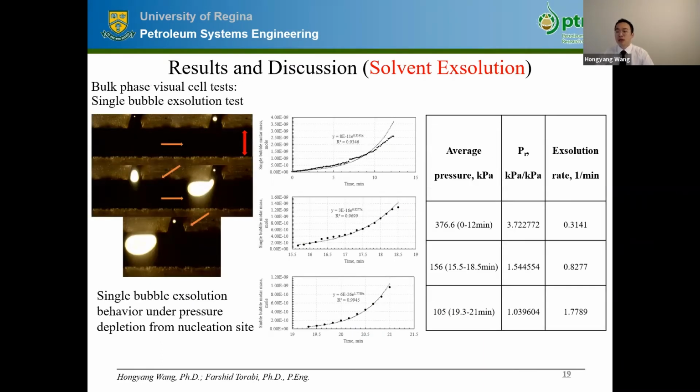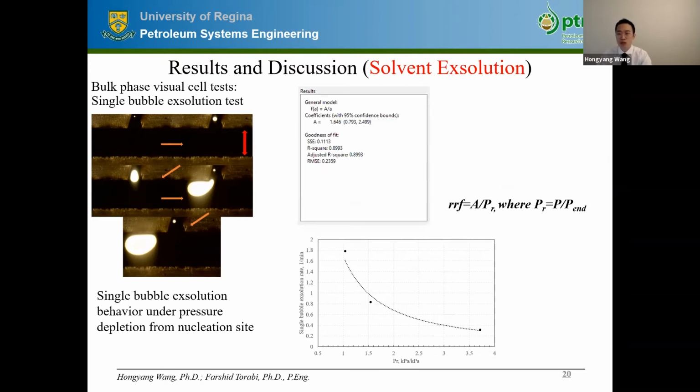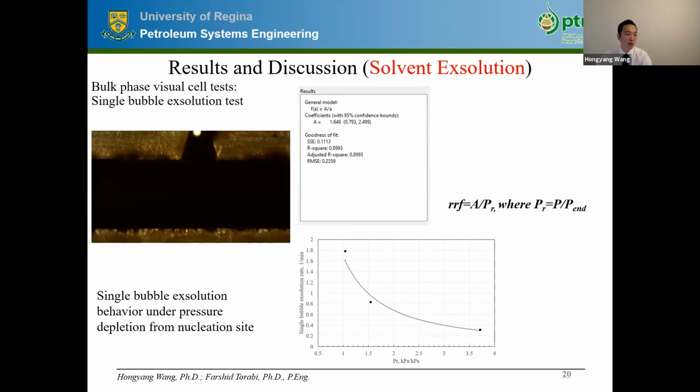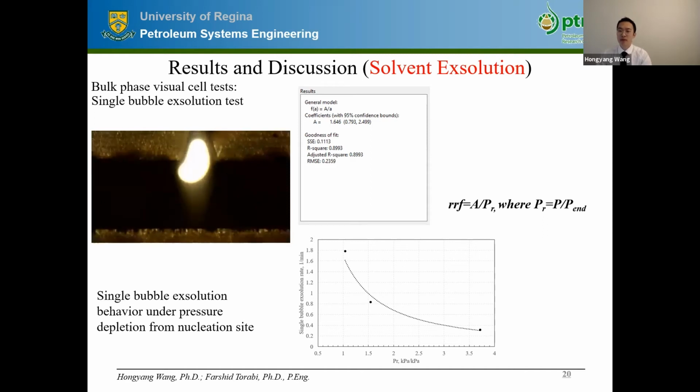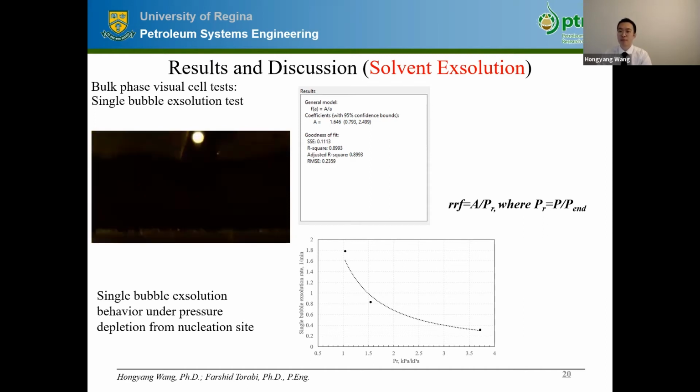And here, we have conducted another type of test, which is a single bubble exsolution test. By creating a nucleation site in our micro channel, we can have the bubbles nucleated from this nucleation site and then grow. Here is a GIF showing how the bubble grows in our nucleation site. And this nucleation depth or length is 850 micrometers.